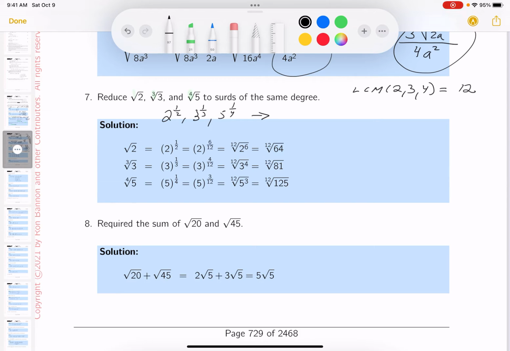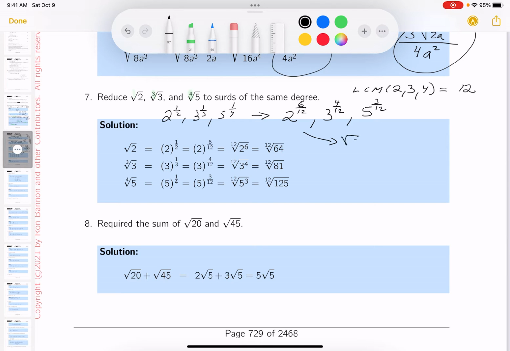I'm going to write those fractions down, 1/2, 1/3, and 1/4 in terms of twelfths. What do you get? Well, let's see. That would be 6 twelfths, right? We'll take care of that later. What's the next one going to be? 3, that would be 4 twelfths. What's the next one going to be? 5 to the 3 twelfths. So these are all 12th roots. I'll write that down for you.